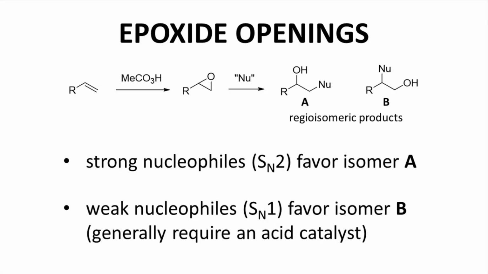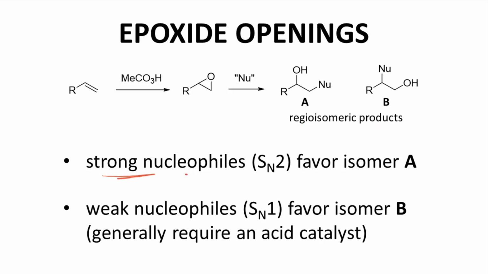Nucleophiles react with epoxides to open the ring. I'm showing a terminal epoxide formed from a terminal alkene. Terminal epoxides have 2 different sides, and whether the opening occurs on one side or the other gives regioisomeric products. The type of nucleophile determines which product is formed.